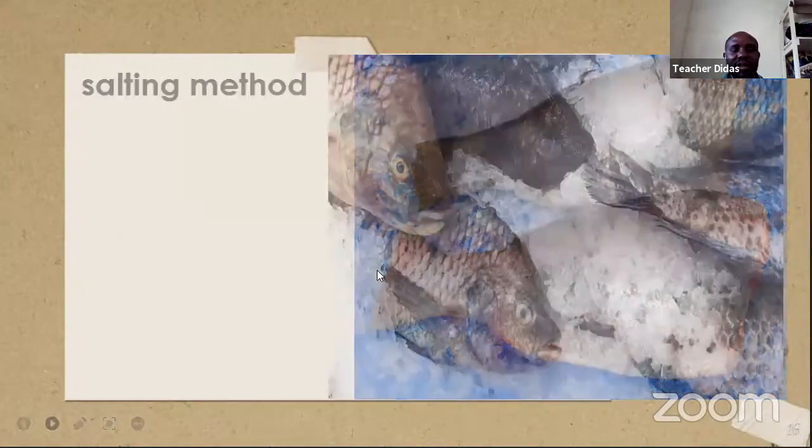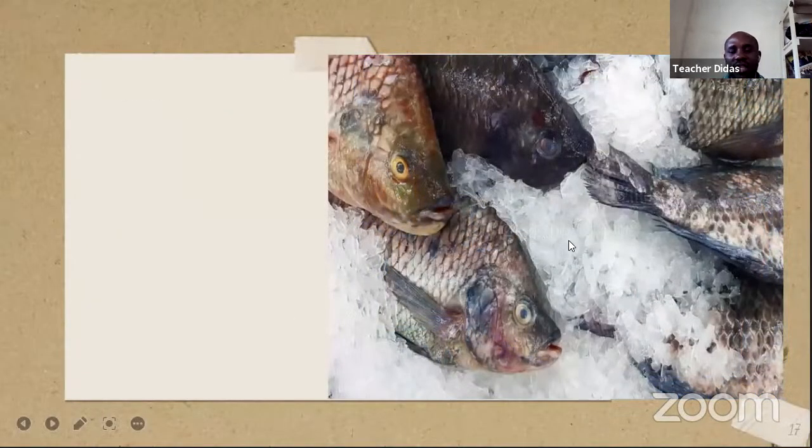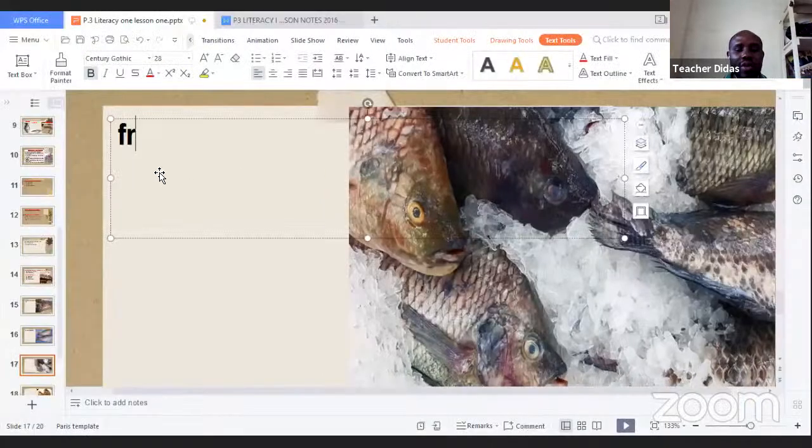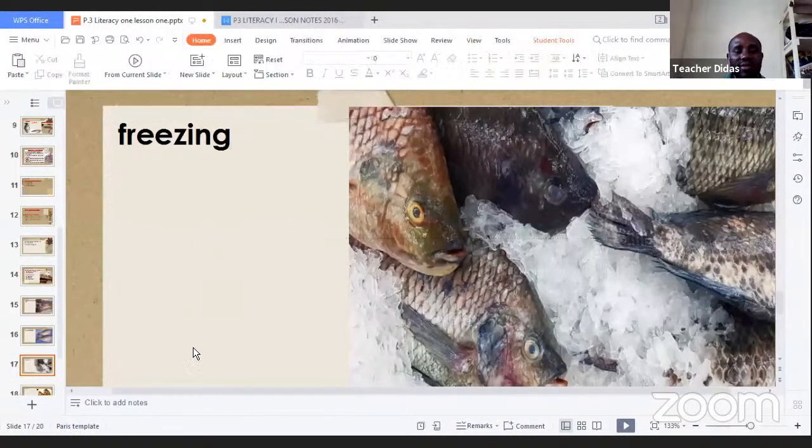Then there is another method here. Here, they are freezing, because this is ice now, as you can see. These are the fish, and this one is ice. So we are freezing them. When we freeze them, they are also safe. So we can say this is freezing.